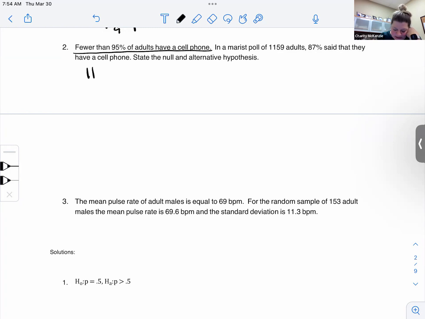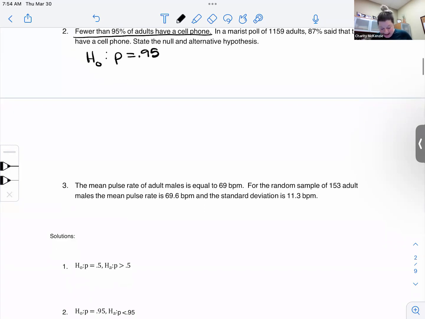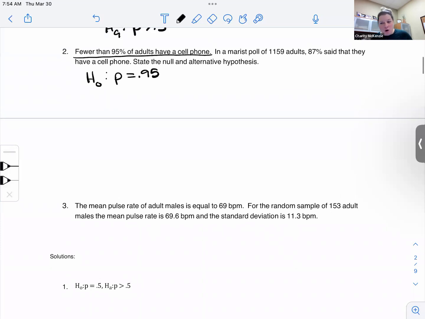And so when I go to set this up, I'm just looking at what are we testing? What is the claim amount? The claim amount is 95%. So we're going to do P is equal. Why did we use P? Because it's still a percent or a proportion. Okay. And we do equal because our null is always equal. And then our alternative will be either not equal, greater than, or less than. So this says fewer. Well, fewer would be less than 95.